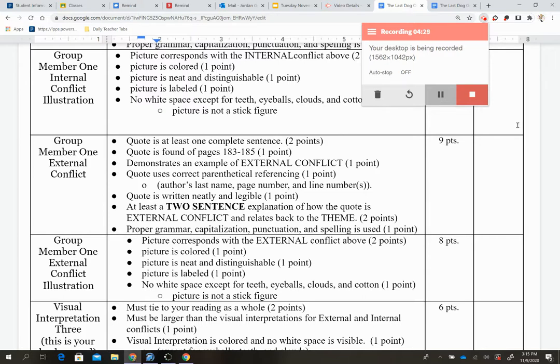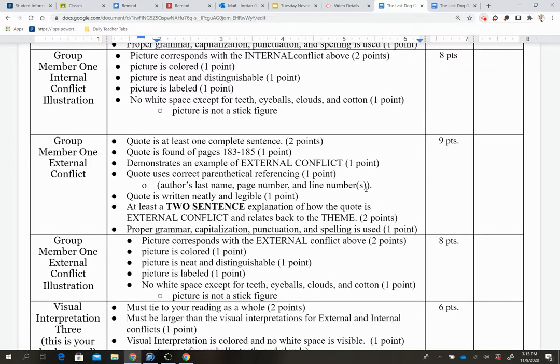All right, so after your internal conflict illustration, you have your external conflict. It says you have a quote of at least one complete sentence, which is 2 points. Your quote is found on pages 183 through 185. Again, that is going to be 1 point.